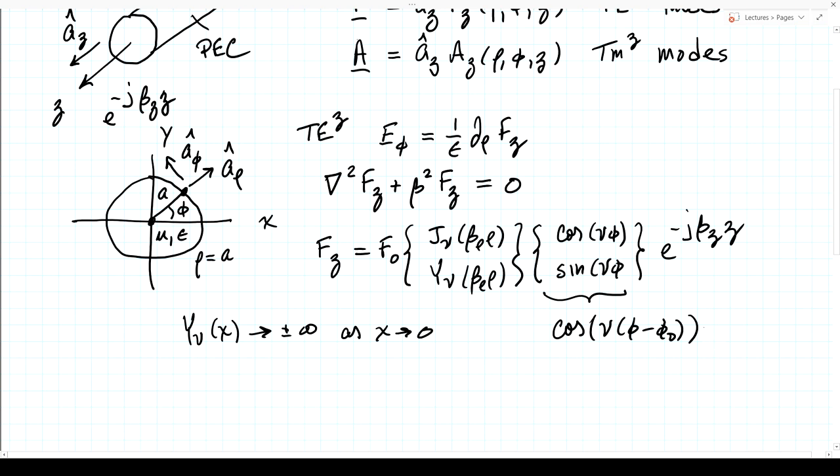Now, another implicit boundary condition is over phi. If we start, say, at phi equal to zero, and we go around a circle and come back to phi equal to 2 pi, physically we've come back to the same point we started at, and so the fields are literally the same fields we started with. Therefore, our mathematical solution must be periodic in the phi coordinate with a period of 2 pi. So our phi dependence has period 2 pi, and the way to get that with a function of the form cosine of nu phi minus phi zero is that nu must be equal to m, which is an integer.